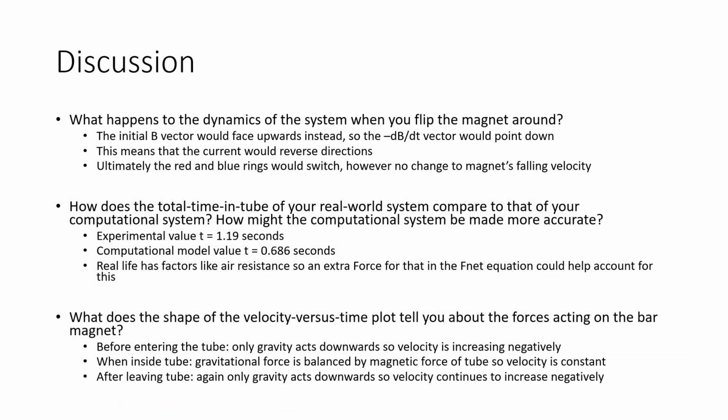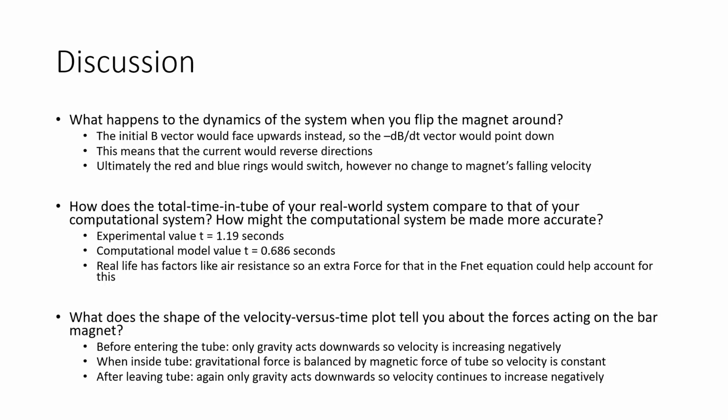So now we have the discussion. What happens with the dynamics of the system when you flip the magnet around? Well, the initial B vector is going to be facing upwards instead. So now the negative dB/dt vector is going to be facing down, which means that the current is going to be reversing directions. And ultimately, the red and blue rings that you saw previously are going to be switched. However, no change is going to happen in the magnet's falling velocity.